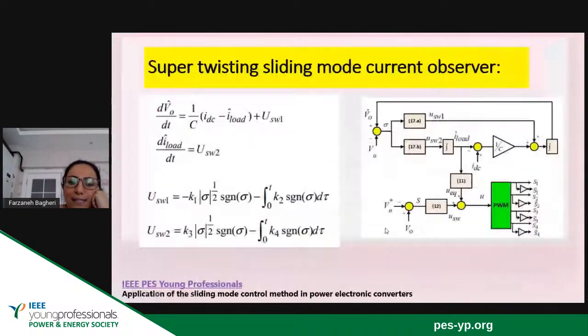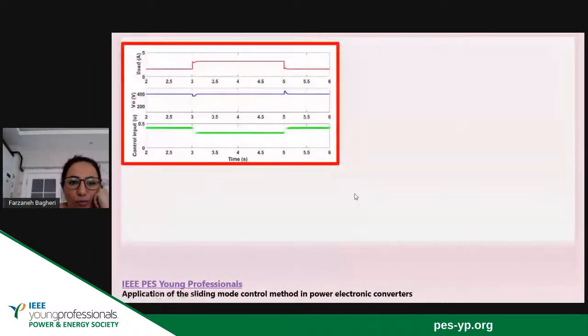So let us see how this method is also working. If I show you the load current, the output voltage, and the control input, you can see that even under the load disturbances, the output voltage is stable on the reference, which is 400 volts. And also you can see the control input, which doesn't have any chattering, and it is changing based on the disturbances.